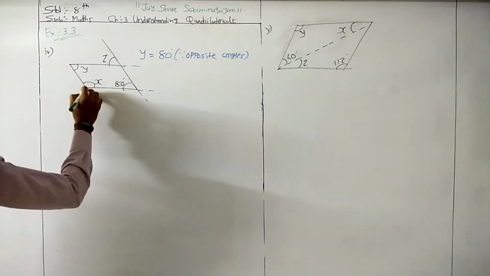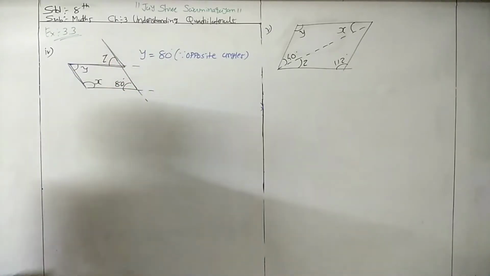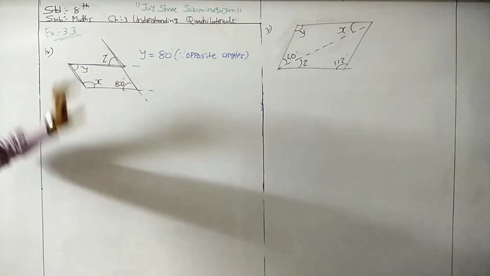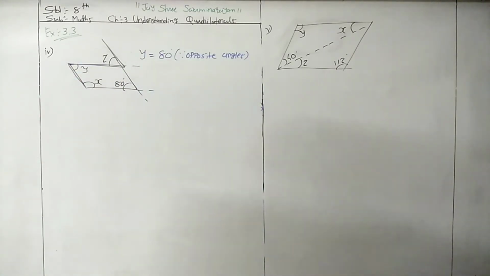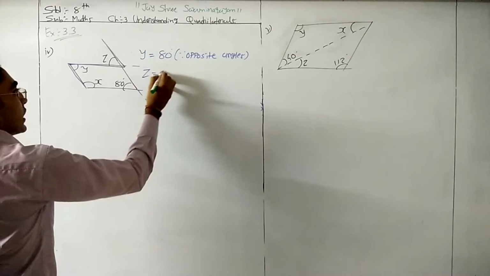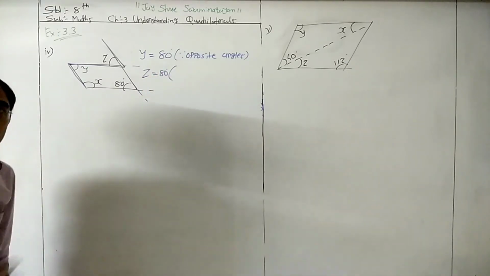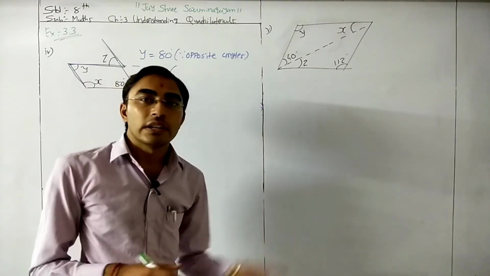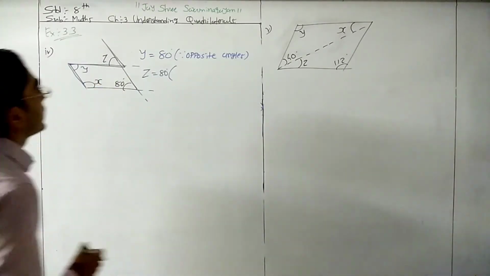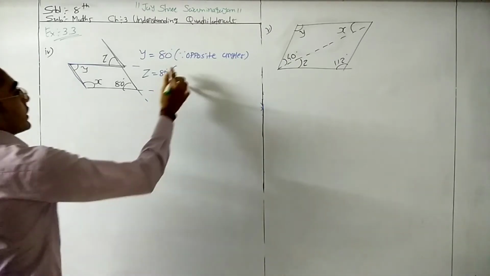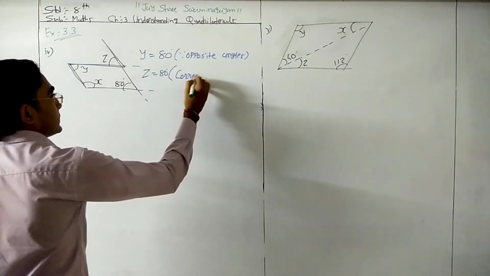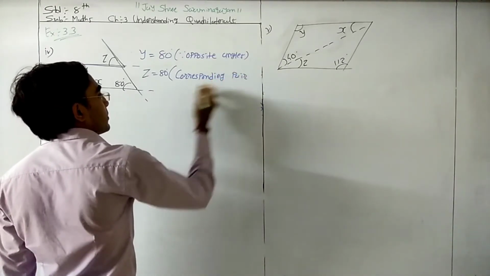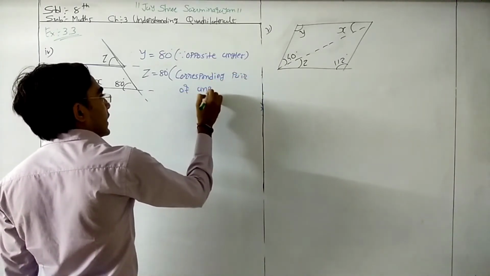Otherwise we can also use alternate interior angles. So y is equal to z. Y is equal to 80 degrees, so z is also 80 degrees. So either you can write corresponding pair of angles, or you can write alternate interior angles. Here I am writing corresponding pair of angles.